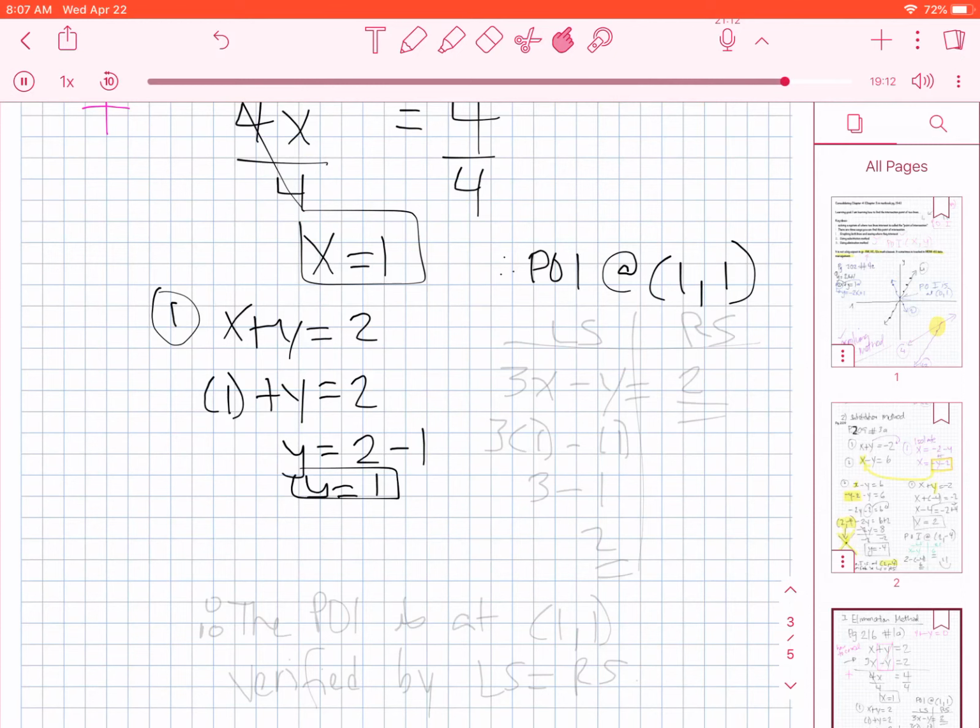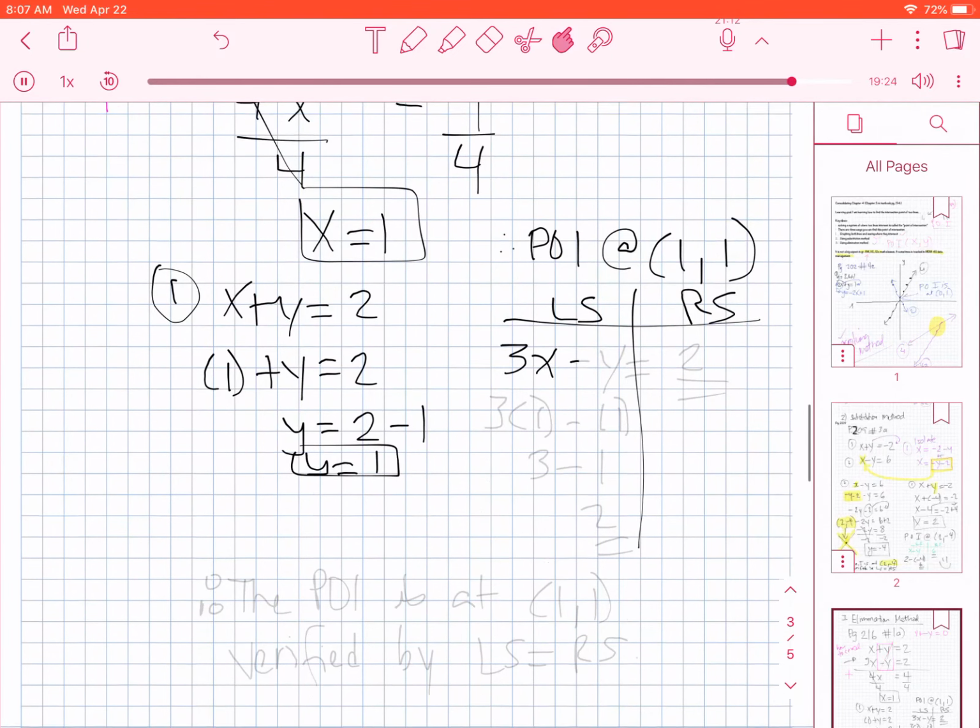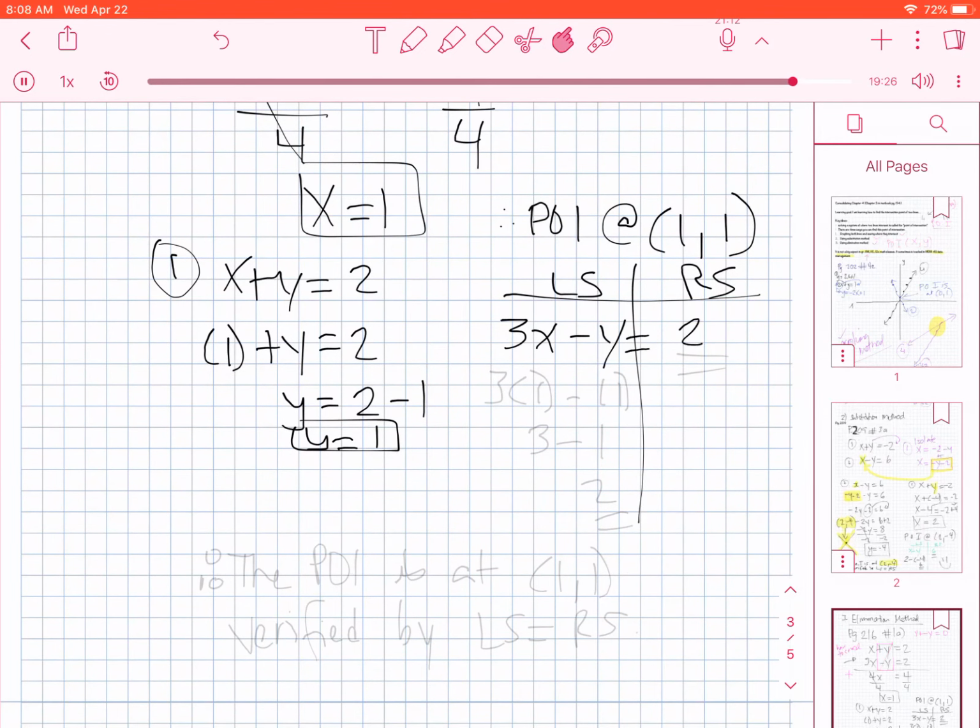Okay, we still got to do our left side, right side check, just to make sure. So this always verifies. I'm going to play with equation 2 now. So 3x minus y is equal to 2. I'm going to sub in x for 1, sub in y for 1, play with those numbers. 3 minus 1 is equal to 2. In fact, my left side does equal my right side.